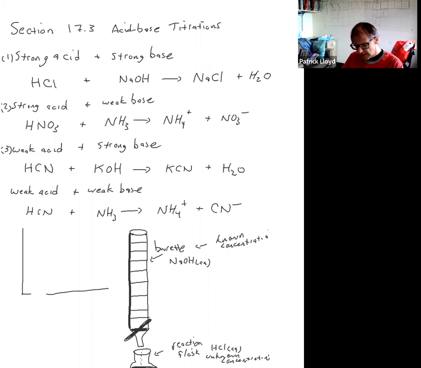If we plot pH on the y-axis and volume of base added on the x-axis, I'm going to put pH 7 up here just so you can see. We start at a low pH, which depends on the concentration of the acid. But as we add base, the pH starts to rise slowly at first, but then very rapidly. It really goes almost vertically, and then it starts to slow down again. And we get something like that.